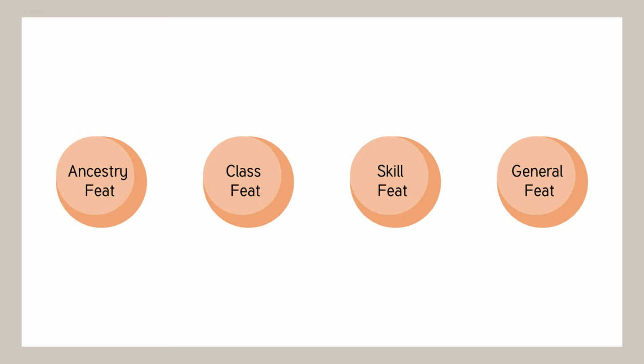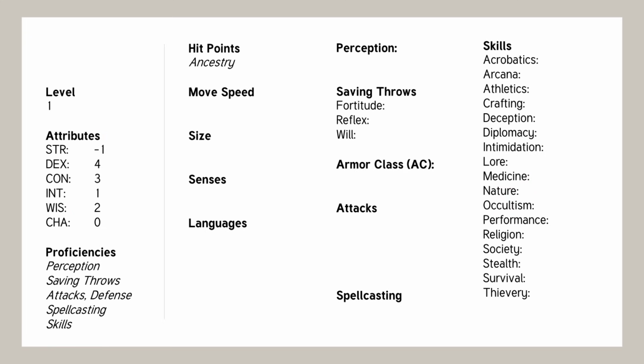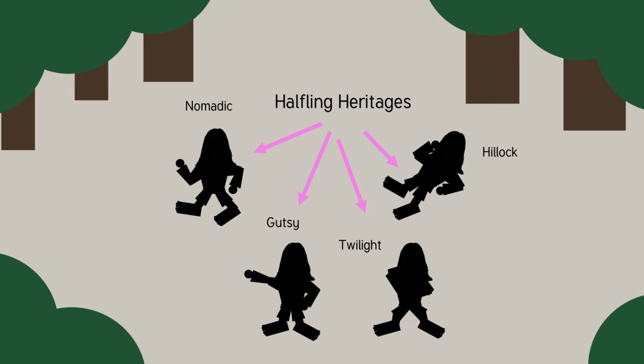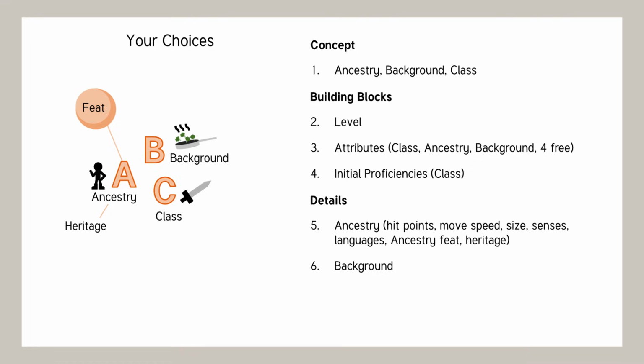When you get to choose a feat, you get to customize your character in another way. Your ancestry will give you some hit points, move speed, size, senses, and languages. You'll also get an ancestry feat, which you can choose, and a heritage. A heritage is like a sub-ancestry, which will give you some special ability. Your background will probably give you a skill proficiency and a skill feat.